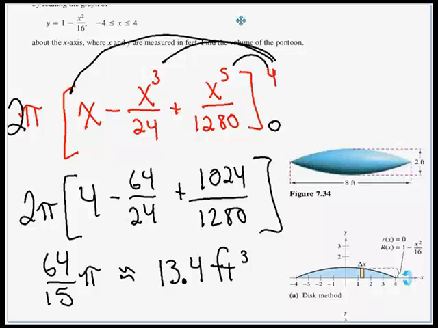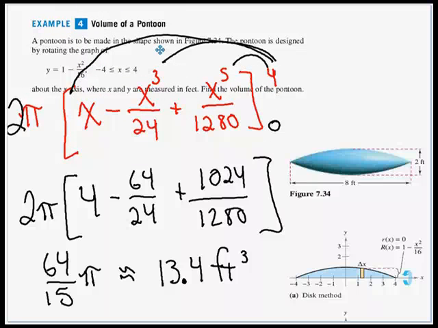Again, to summarize this example, we had our choice. Would it be easier with the disk method or the shell method? We analyzed from our graph, looked at our axis of rotation, figured out it would be easier with the disk method. Just because the section is on the shell method, we do not have to use the shell method to solve the problem.